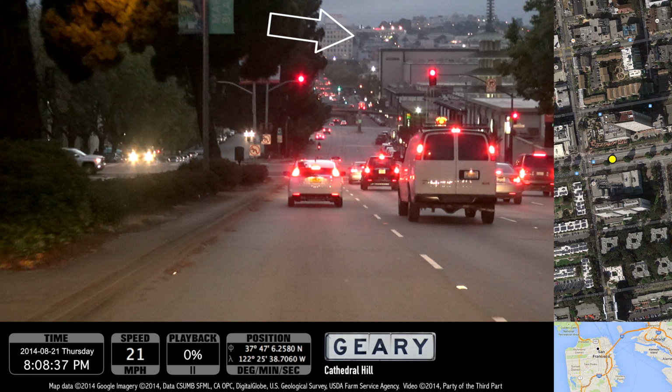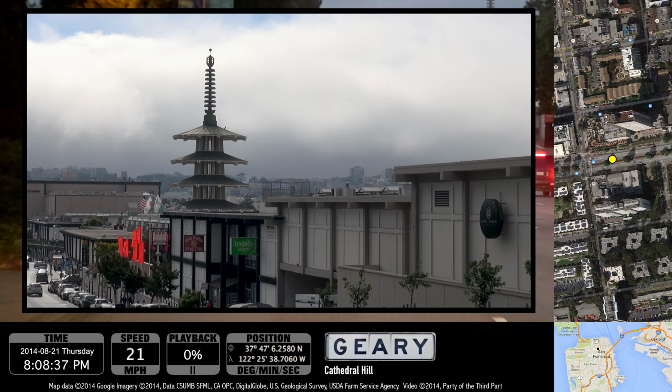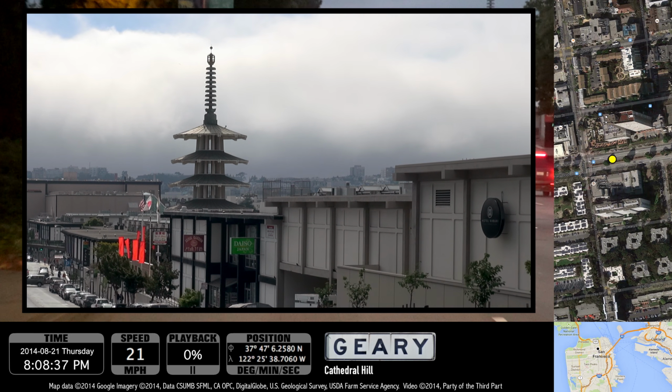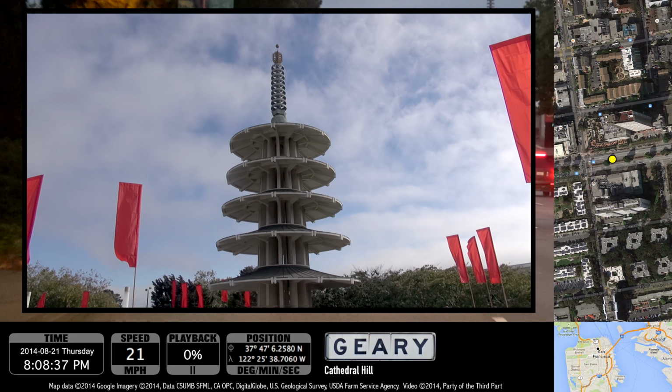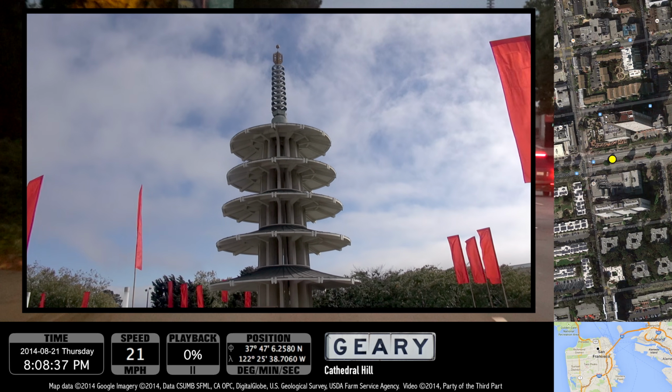Heading to the right is Japantown. The tall monument you see there is the Peace Pagoda. It's a 5-tiered concrete stupa designed by Japanese architect Yoshiro Taniguchi and presented to San Francisco by the people of Osaka, Japan around 1968. A stupa is a structure that usually contains Buddhist relics.